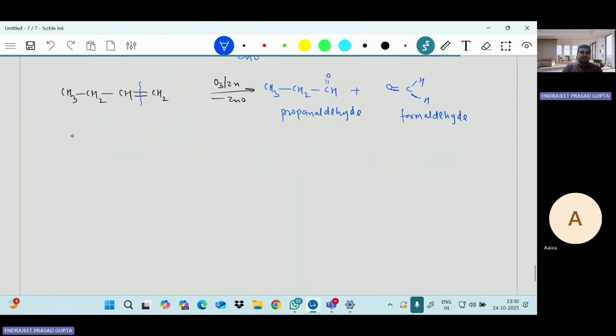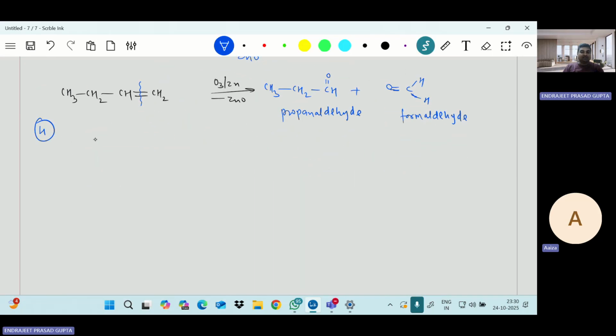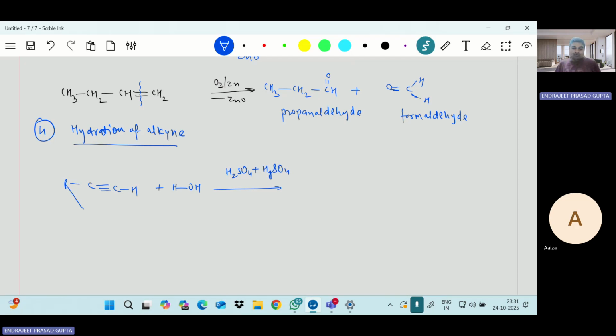Now the fourth method is hydration of alkyne. When we talk about alkyne, alkyne always has a triple bond. If there is addition of water to the alkyne in the presence of H2SO4 and mercury sulfate, HgSO4, there is an addition of water.